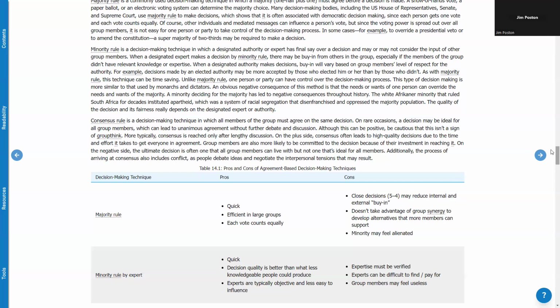A minority deciding for the majority has led to negative consequences throughout history. The white Afrikaner minority that ruled South Africa for decades instituted apartheid, which was a system of racial segregation that disenfranchised and oppressed the majority population. The quality of that decision and its fairness really depends on the designated expert or authority.